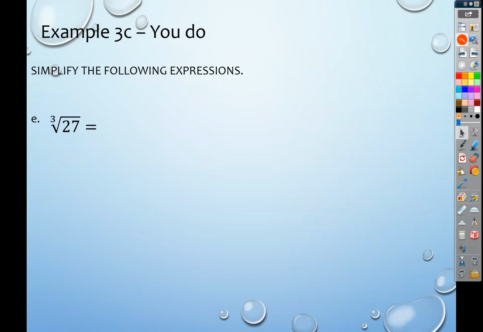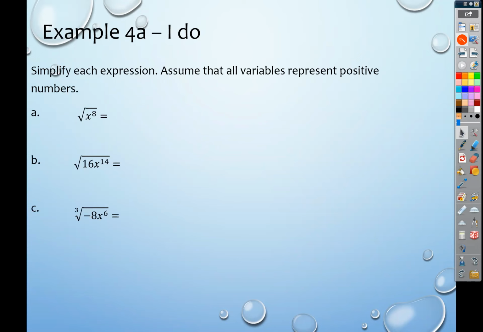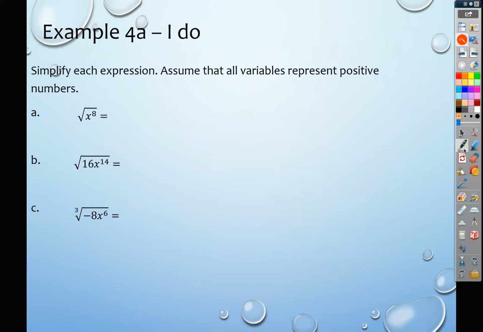You try that one. What is the cube root of 27? 3. Okay, now we have variables. So let's try some of these, okay?